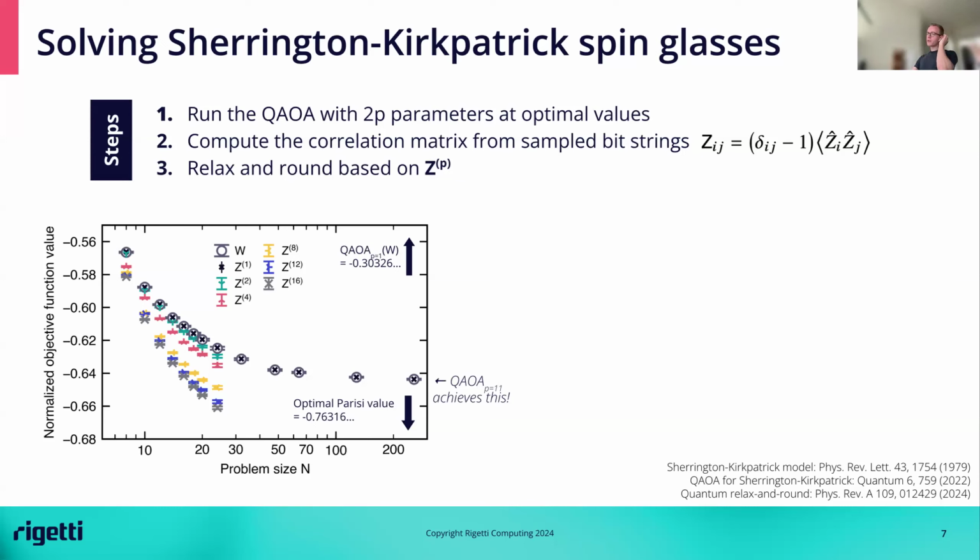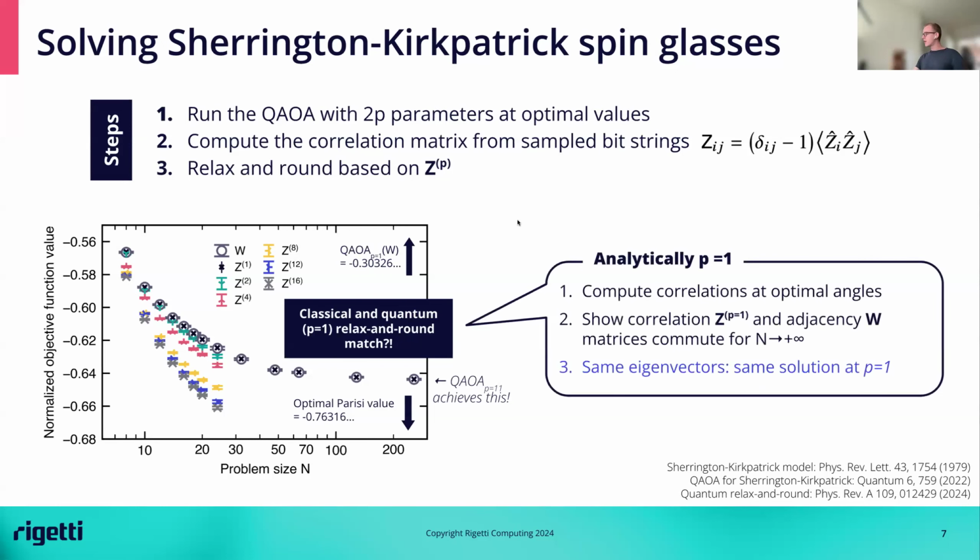From there, if we look a bit more closely at this plot, we see that the classical and the quantum relax and round at p = 1 suspiciously match each other in terms of performance. The black crosses are perfectly on top of the circles. Can we understand that? Yes. In fact, we can show analytically that the classical and quantum relax and round algorithms at p = 1 give the same solution in the large n limit.